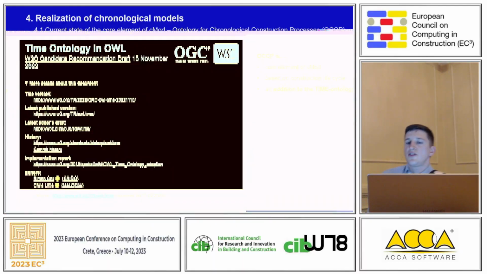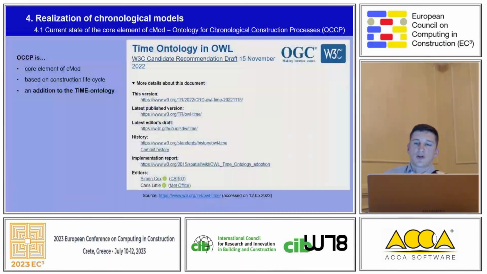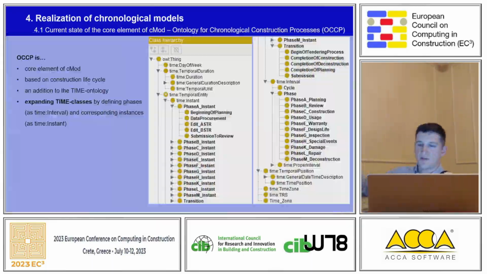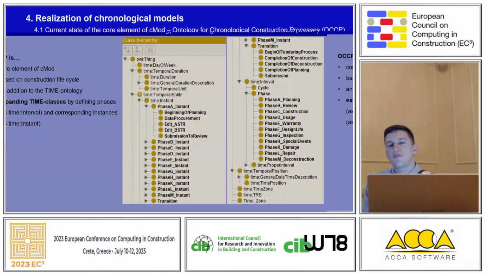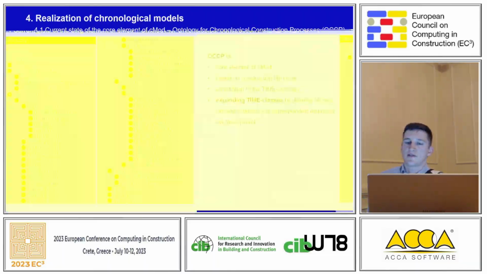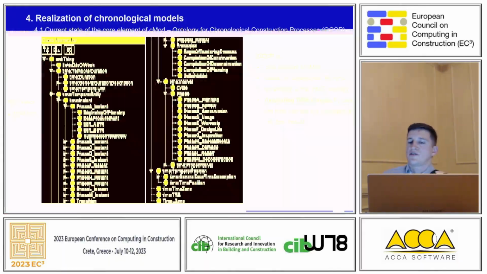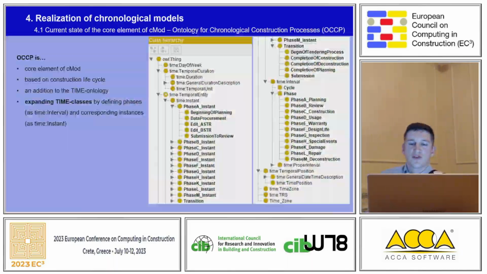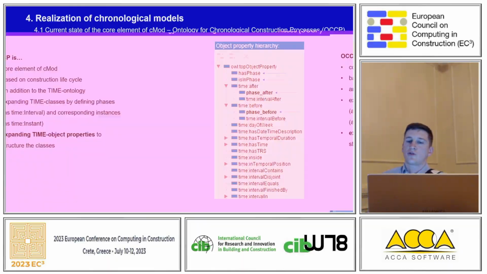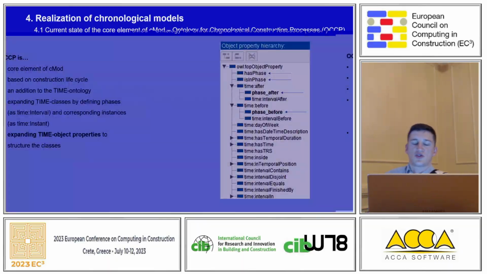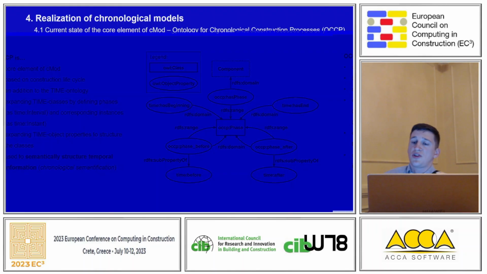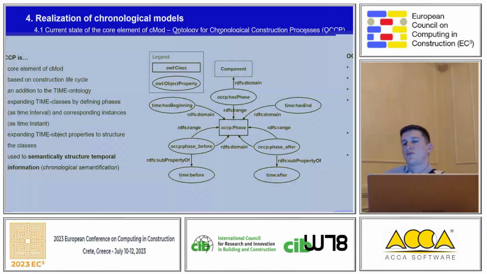The OCCP is an addition to the time ontology by Simon Cox and Chris Little. It expands the time classes by defining phases, as you can see on the right. And for each of these new phases, several instances are defined as time instance. For example, for the planning phase, we have the instances beginning of planning, data procurement, edit phases, before and after the submission to review, so that's ASTR and BSTR, and the submission to review itself. Of course, we expand the time object properties as well to structure the classes. And with our new classes and object properties, we can now semantically structure the temporal information.